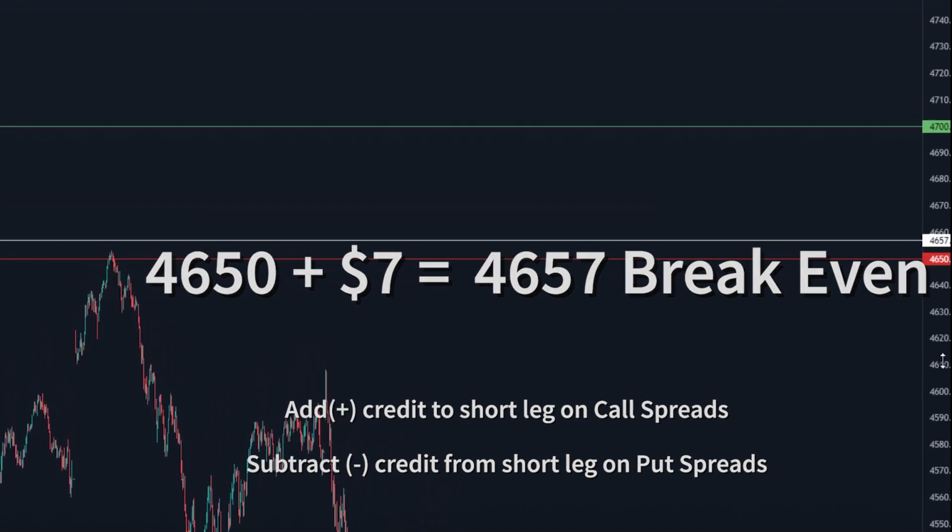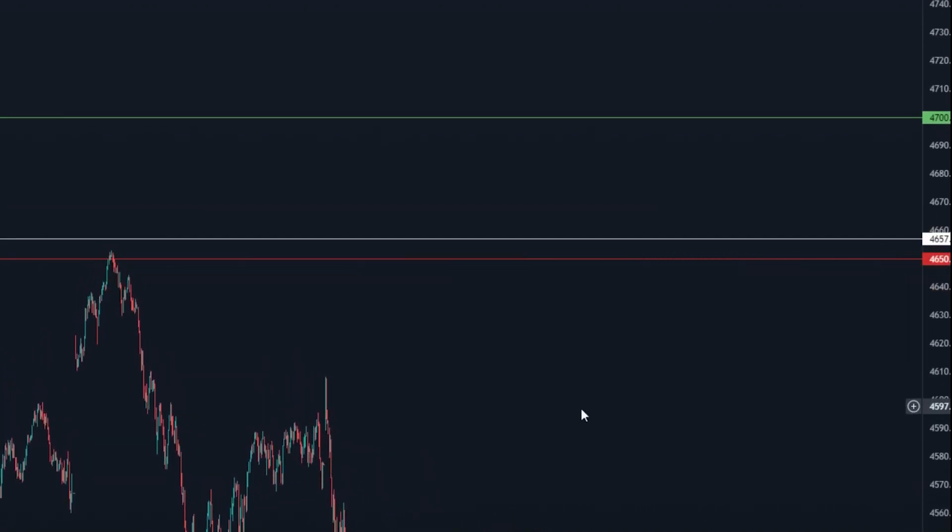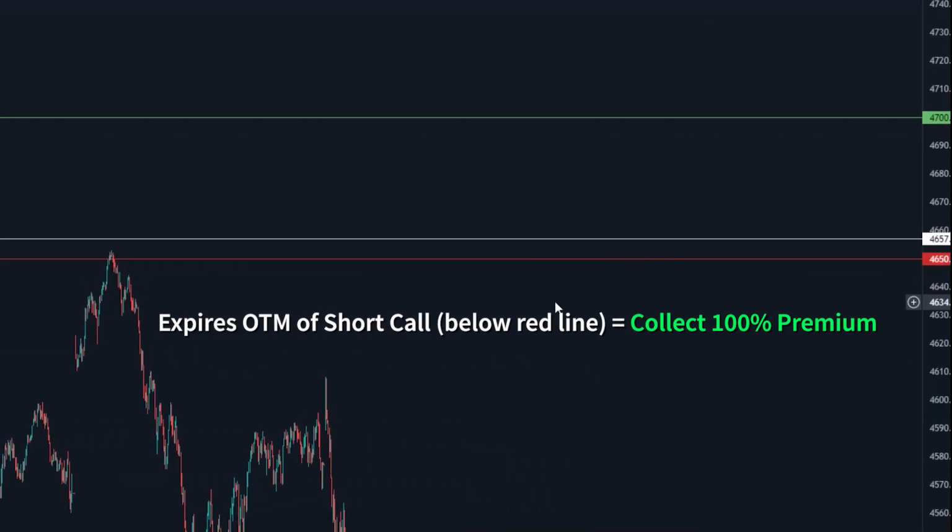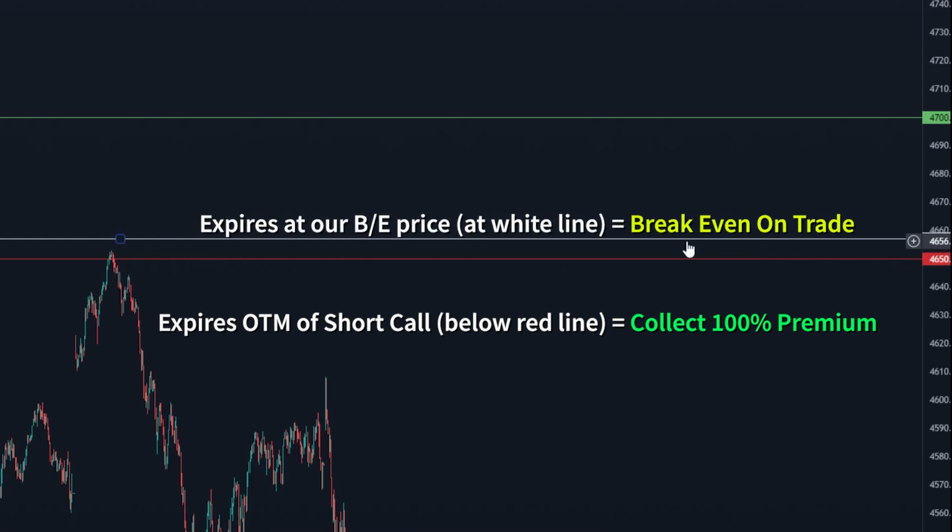So what does this mean? Let's expand this a little bit. If the price finishes below the 4,650, we get 100%. As the price starts to climb past 4,650 and goes up, we start losing that profit. Now it's down to $500 profit. Now it's down to $400, down to $300, now it's down to $200. And then once we hit that 4,657, we break even.